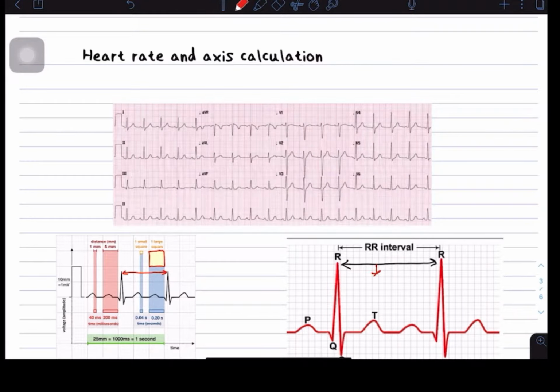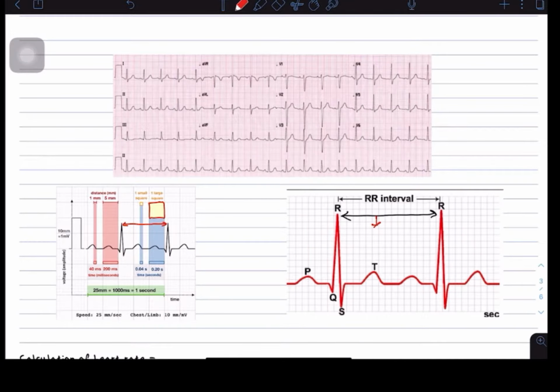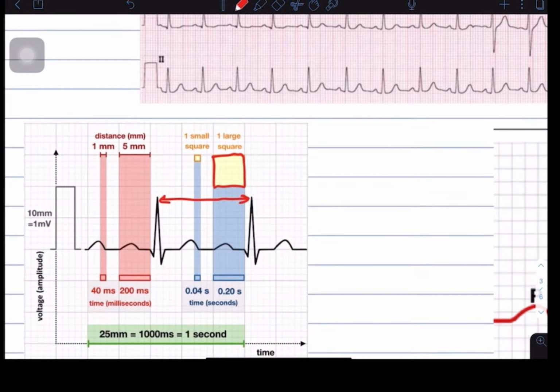The topic is heart rate and axis calculations. So, how to calculate the heart rate from the ECG? To calculate the heart rate from the ECG, we need to check the RR intervals. So, the R waves like this and this. The interval between those two, we need to check the large boxes or the large square. Let's see, this is the large square, as you can see.